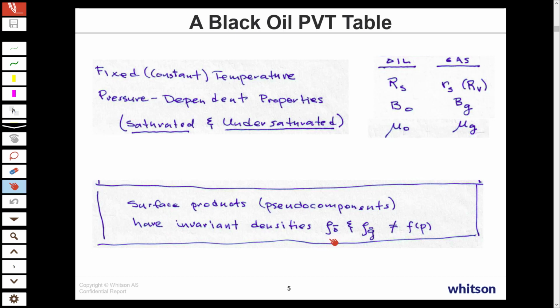The other thing is that the 2 surface products, surface gas and surface oil, have properties, namely density, that are required to use a black oil PVT model, rho O hat and rho G hat. These surface pseudocomponent properties are assumed to be constant, not dependent on pressure, whereas in reality, we'll find that those surface products that are created from oils and gases at different pressures and different compositions will actually vary with pressure, but in fact, we ignore that variation.